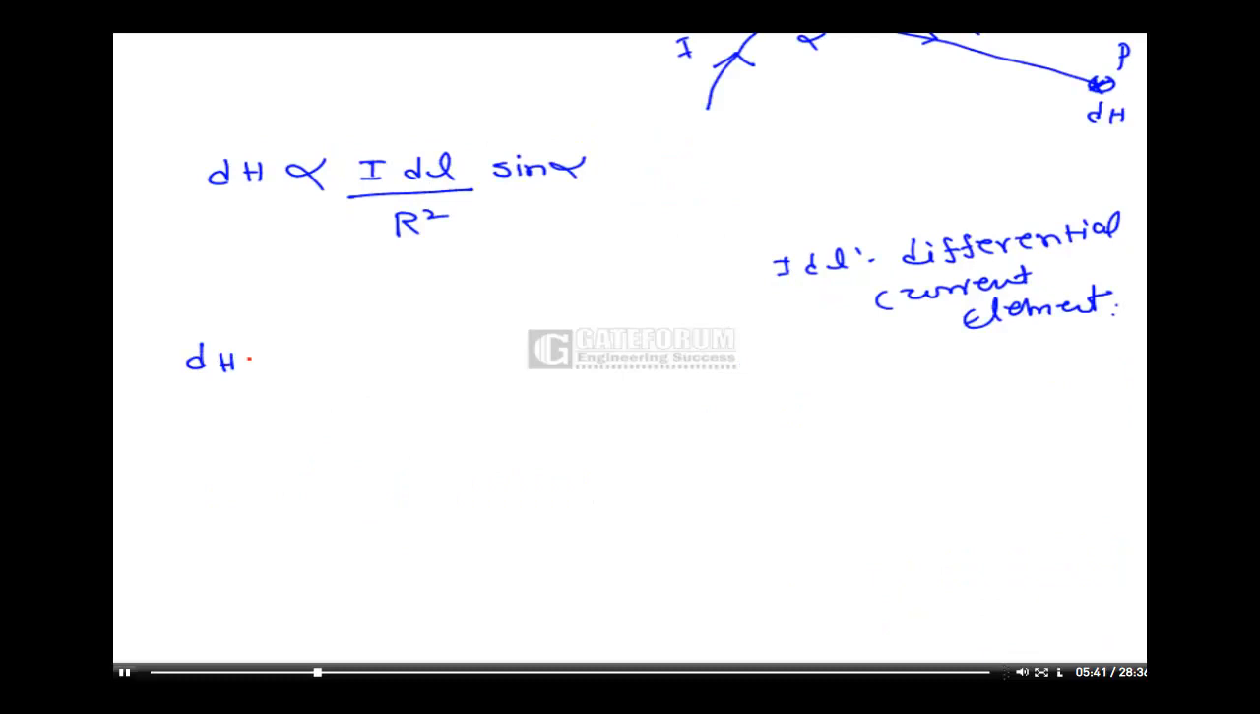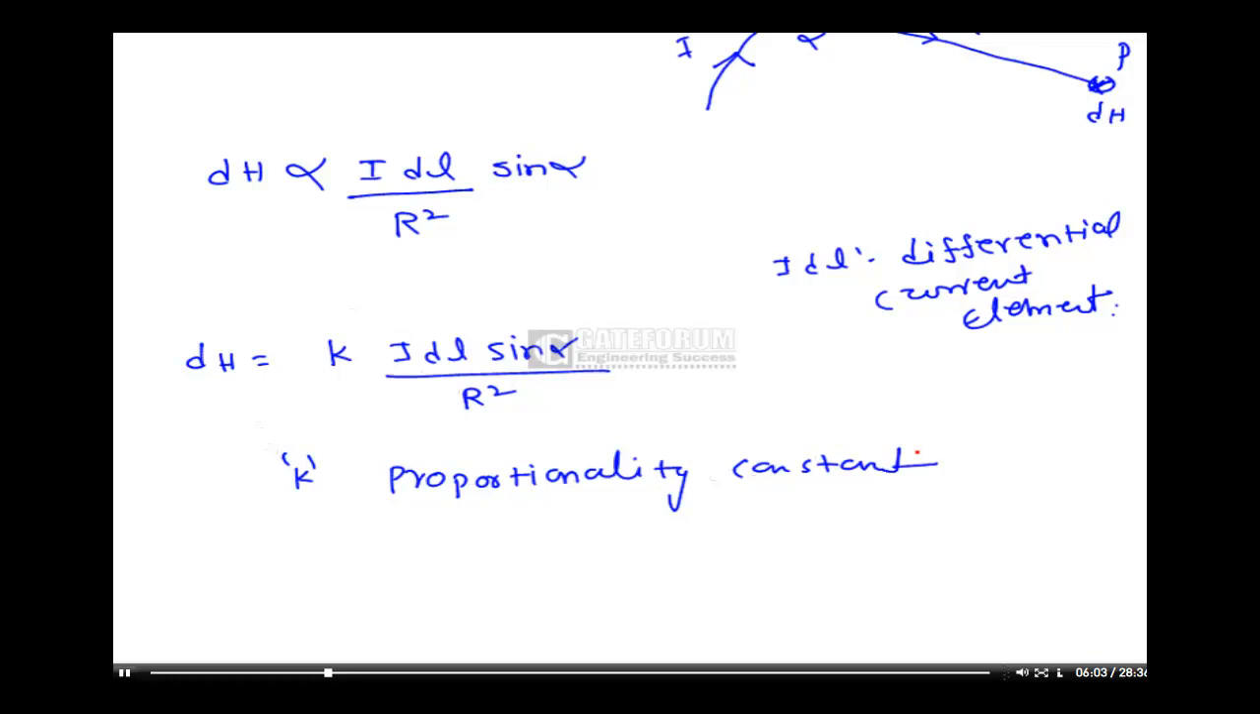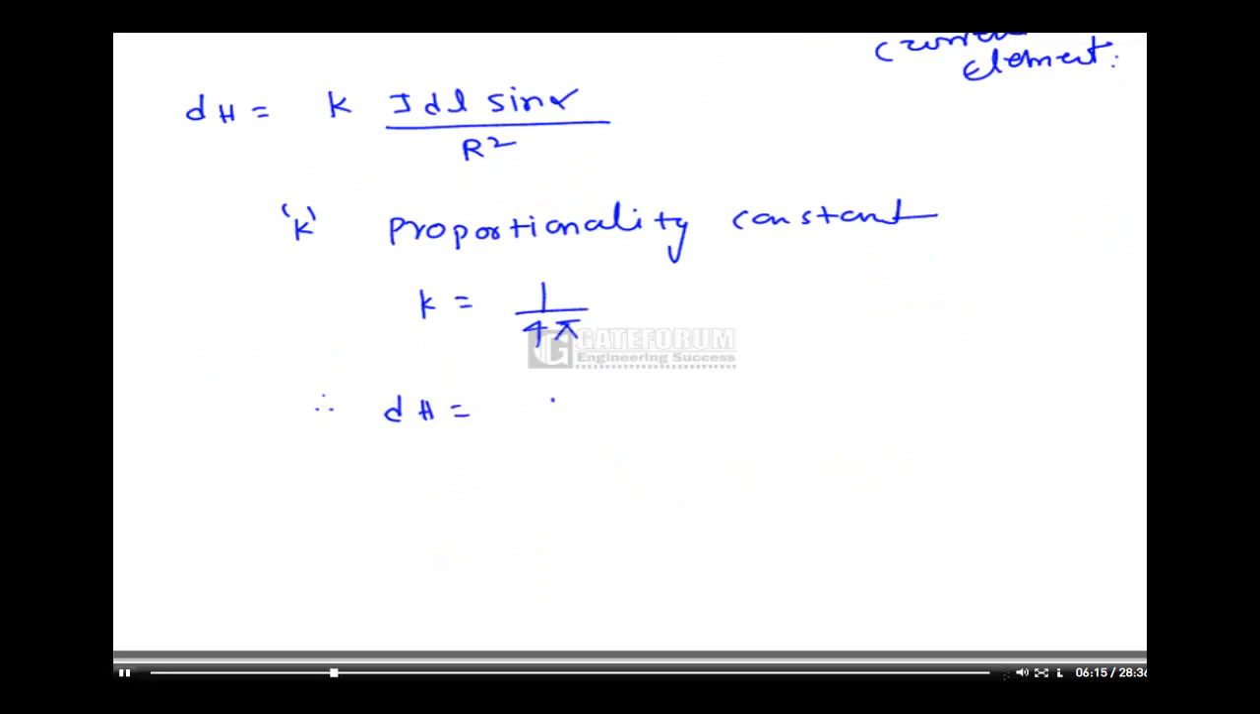So dH is equal to k into I dl sin alpha by r square, where k is the proportionality constant, and is given by k is equal to 1 by 4 pi. Therefore, dH is equal to 1 by 4 pi r square, I dl sin alpha.